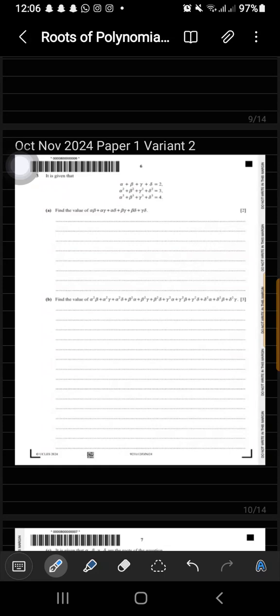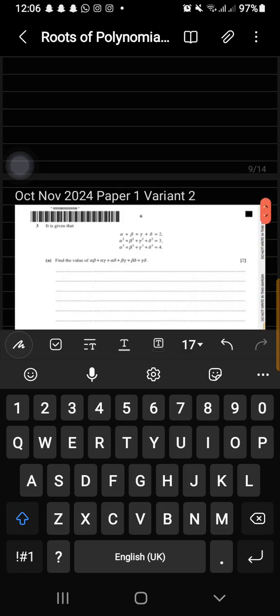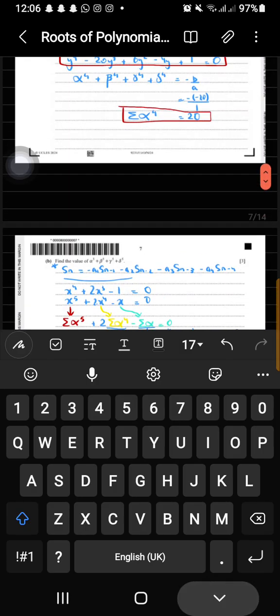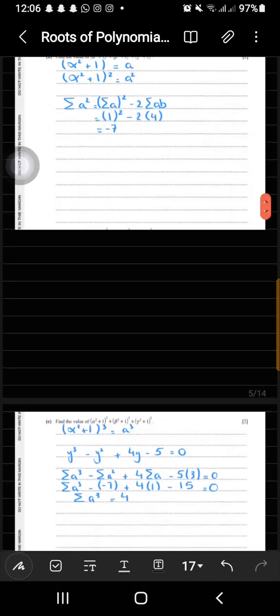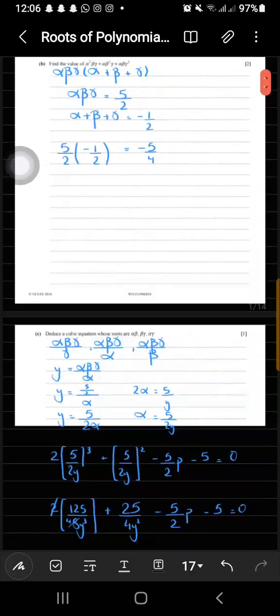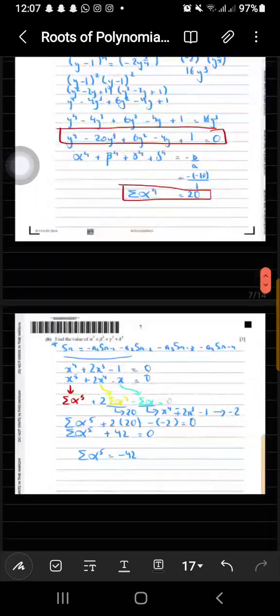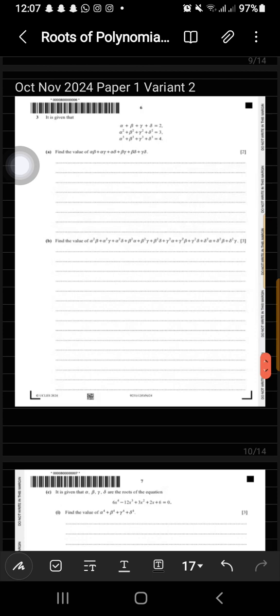In this video, we are going to solve a question of Further Mathematics, chapter Roots of Polynomial Equations. This question is extracted from October-November 2024, Paper 1 Variant 2. In the previous 3 parts, we had discussed these 3 questions. In this 4th part, we are going to solve a new question. So let's read the question.